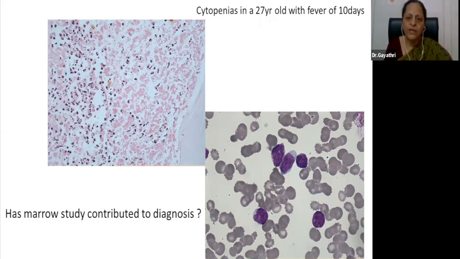Let us see if marrow evaluation has contributed in this case. A young woman with fever of 10 days duration. Peripheral smear has shown these blasts. No doubt at all. These are very definite blasts. We have seen these blasts earlier too. And definitely these are blasts. It's an acute leukemia. Marrow aspiration attempted. Not productive. Imprint smears: no cells to be stained for any cytochemical stain. So we had to fall back on the peripheral blood. We were planning to do flow cytometry too on the marrow aspirate, but there was no material.